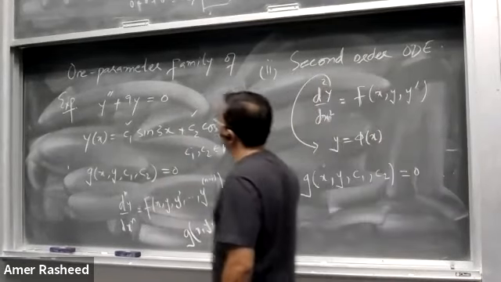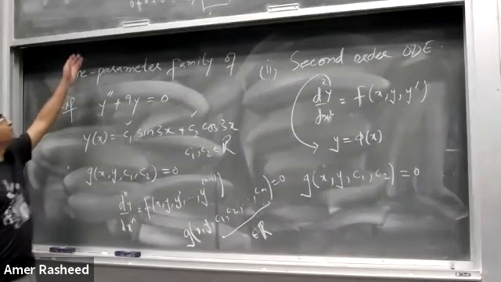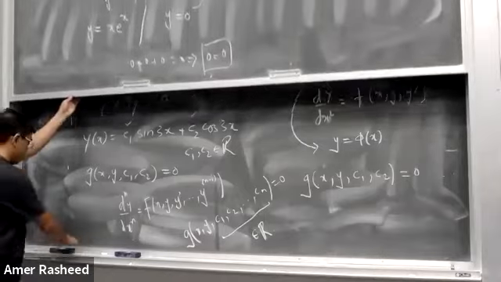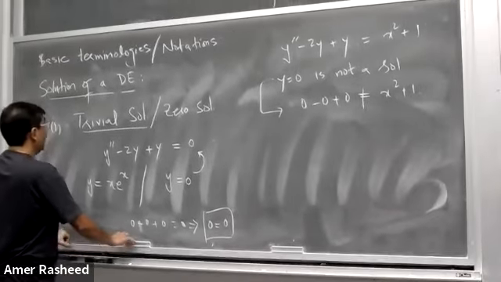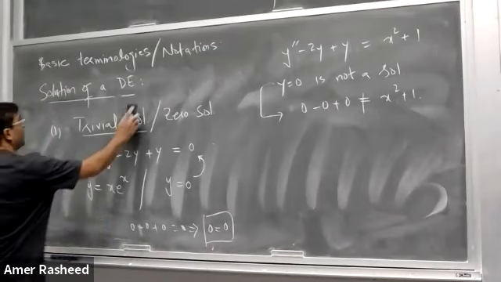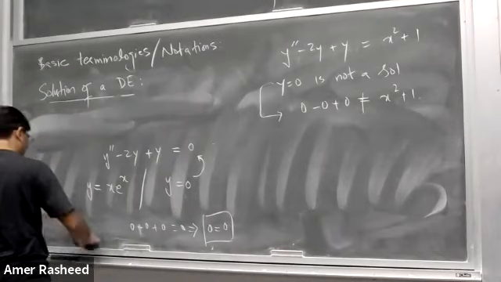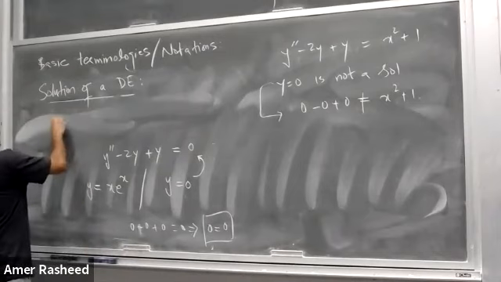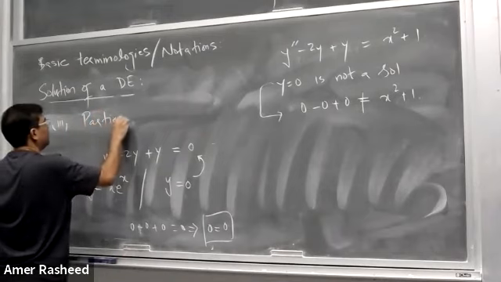The next thing which we wanted to discuss is the particular solution. पहले हमने trivial solution देखा, फिर हमने n parameter family of solutions देखे. अब हम देखते हैं what is the particular solution. Number 3 is particular solution.